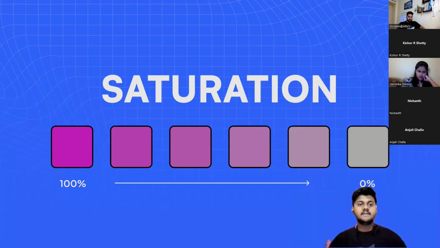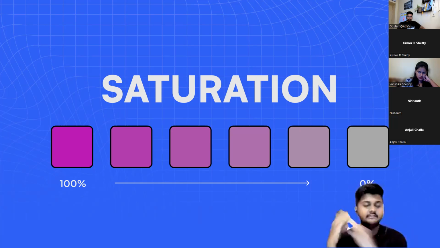Now saturation is the amount of intensity a color has. Here there is an example. We have taken pink as a hue. If you go from left to right, you can see that saturation is being decreased. Here it is 100% saturation, here it is 0% saturation. So what is happening is that you are decreasing the intensity of a particular hue. Here it was a pink color, and when you decrease it all the way to 0%, you get gray. That is saturation. Whenever you decrease saturation, you go from the absolute hue to gray.